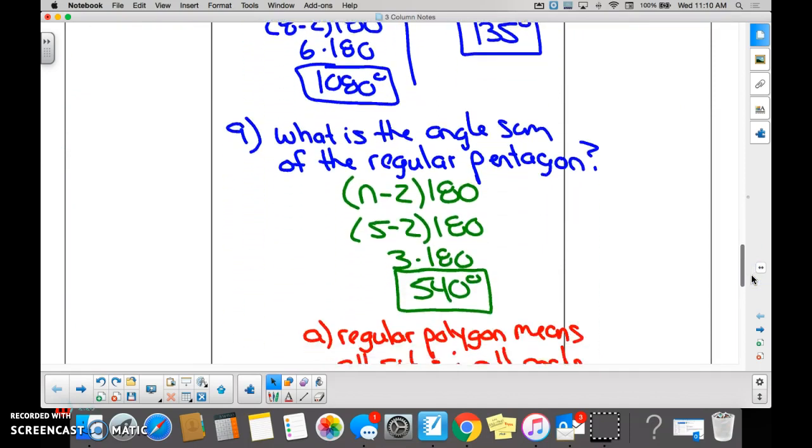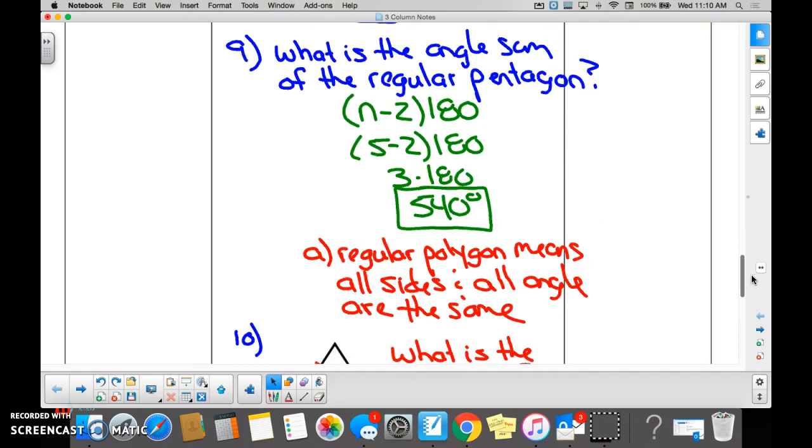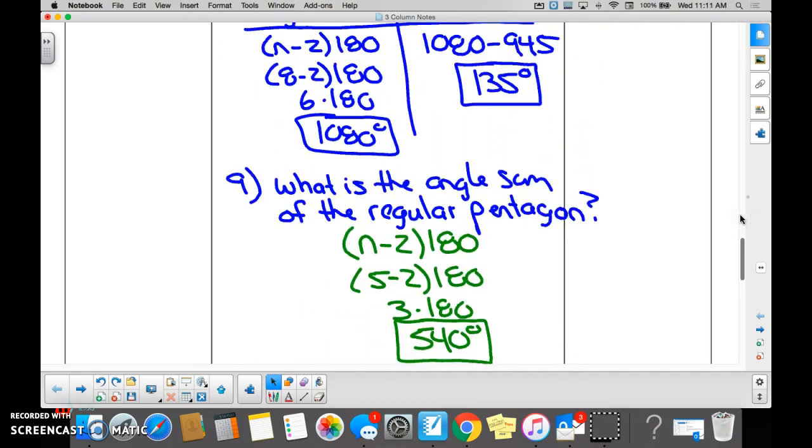If I'm just asking you to find the angle sum, do you need a T-chart? No. But if I'm asking you to find the angle sum and a missing angle, do you need a T-chart? Yes. The T-chart helps you organize 2 different things that I'm asking you to do. Okay, sliding back up to number 8.